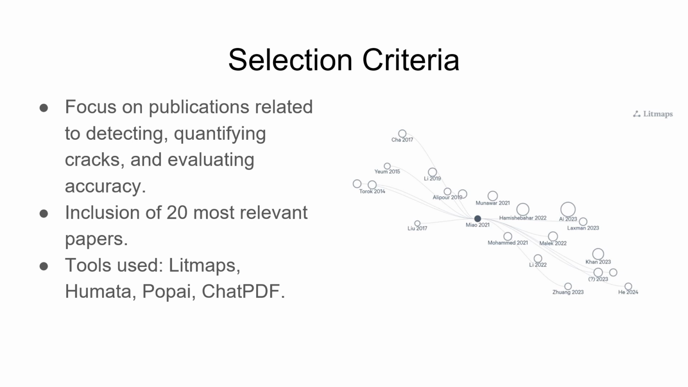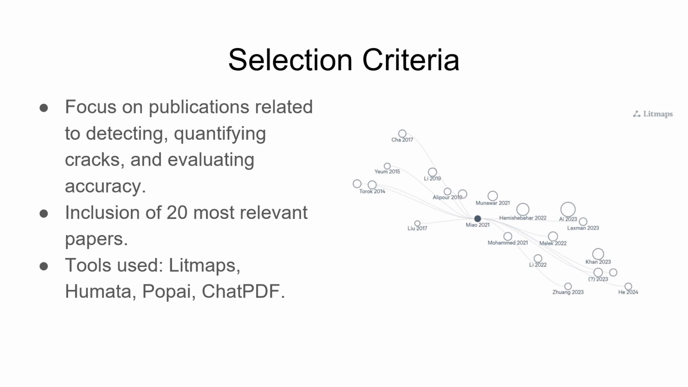the field. We established clear criteria for selecting the most relevant papers. Our primary focus was on studies related to detecting and quantifying cracks, as well as evaluating detection accuracy. We identified 20 papers that met our criteria. To expand and refine our research, we employed specialized tools like Litmap, Humata, PopAI, and ChatPDF, which helped us ensure that our research was as comprehensive and as up to date as possible.